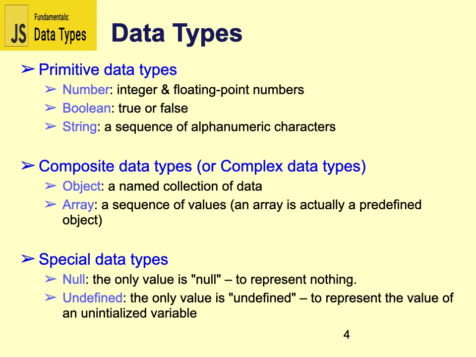Special data types: null and undefined. These are the two special data types. Null, the only value is null, to represent nothing. Null in small letters is the only value. The next one is undefined, to represent the value of an uninitialized variable. So both are different. Null represents nothing and undefined represents an uninitialized variable. That is the meaning of undefined.